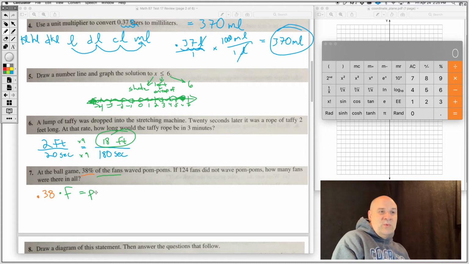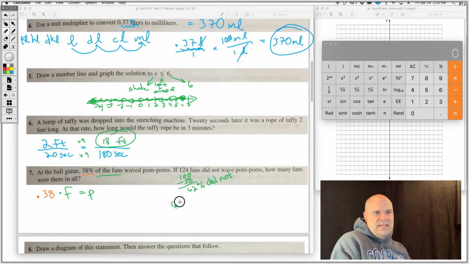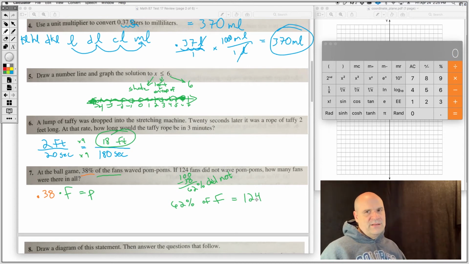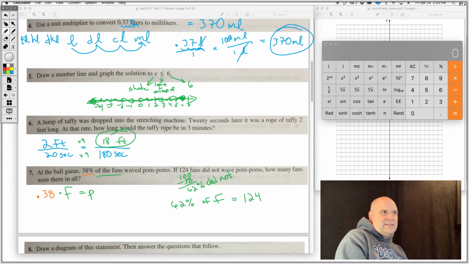All right, if 124 fans did not wave pom-poms, how many fans were there in all? Well, if 38% did, that means, let's see, 100 minus 38 would be 62% did not. Okay, so 62% of the fans were the non-wavers, were the 124. So 124 represents 62% of the fans. Okay, well, let's just translate this and solve it.